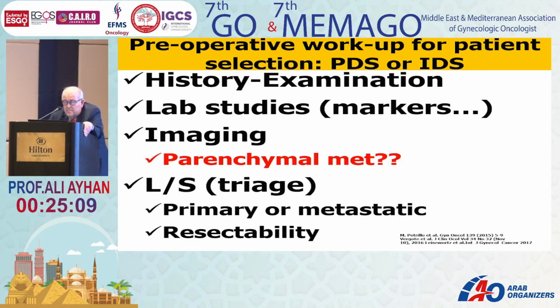The preoperative workup for patient selection, primary debulking or interval debulking surgery. First of all, take a history, genetic origin, and lab studies or markers. And imaging is very important for the identification of parenchymal metastasis, liver, spleen, and lung. Finally, laparoscopic triage is very important for the identification of primary or metastatic tumors, and whether resectability is feasible or not feasible. Then you will decide primary debulking surgery or interval debulking surgery.